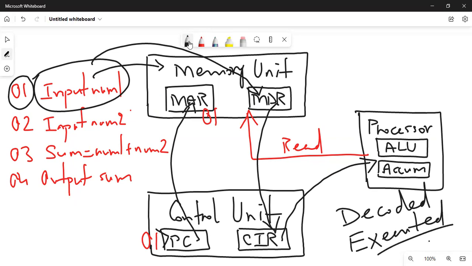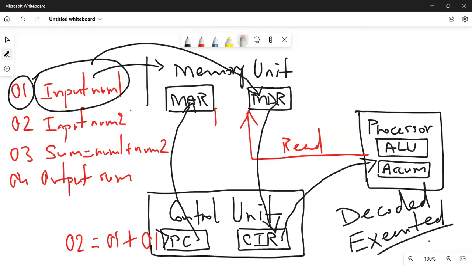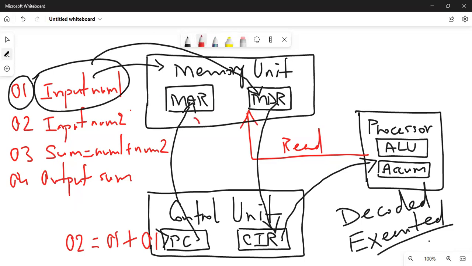So this is the fetch execute cycle. Since we are calling it a cycle, this is a repeated process, which means the value of PC will be incremented by 1. So 1 plus 1 gives me 2. From PC, this new address, 02, will go into the MAR register, the memory address register. So MAR is now holding the address 02.